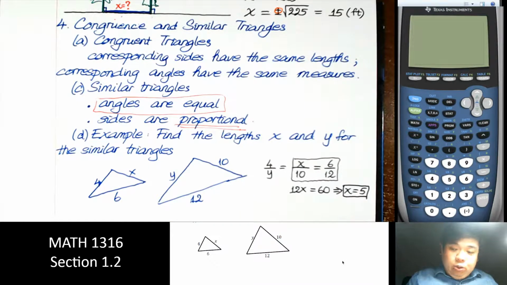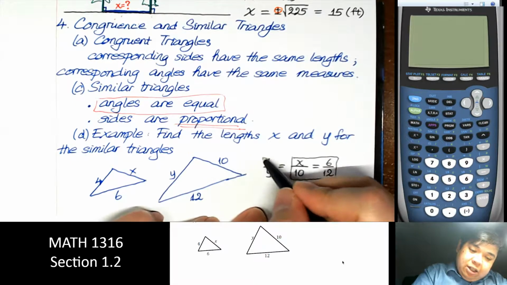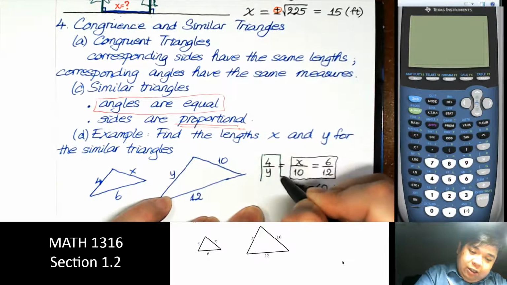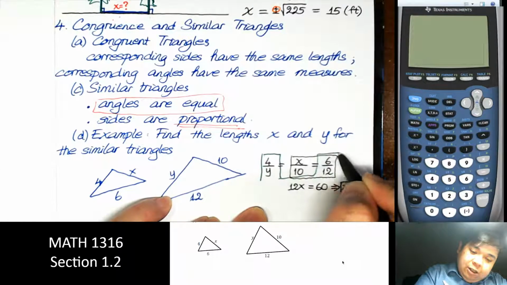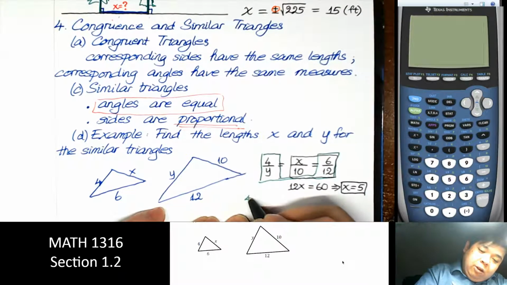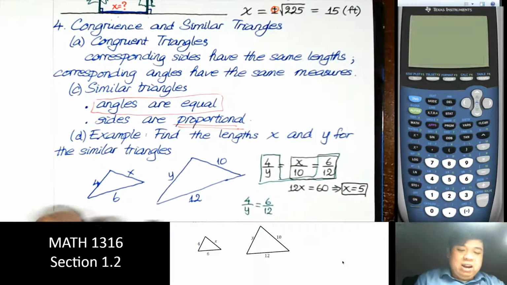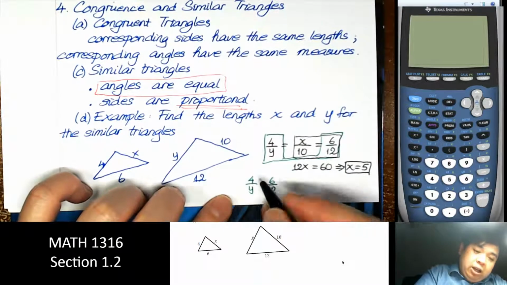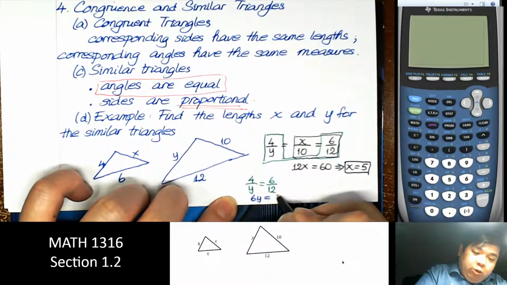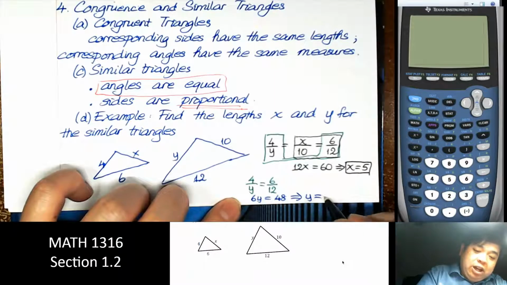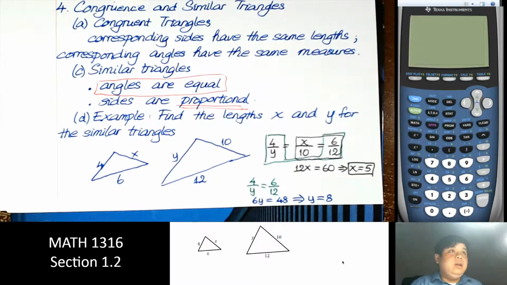Right? Now what we do is we're going to take another ratio. If I take this ratio, 4 over y and 6 over 12. Of course, we can reduce that to 1/2, but we don't have to. Cross multiply, 6y equal to 48. So y equal to 48 divided by 6 is 8. So y is 8 and x is 5. That should be simple.